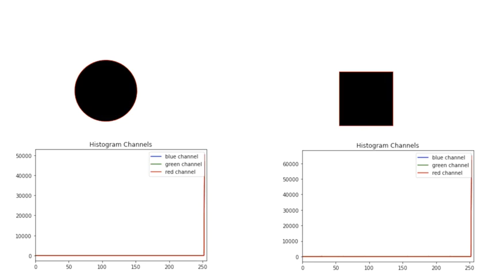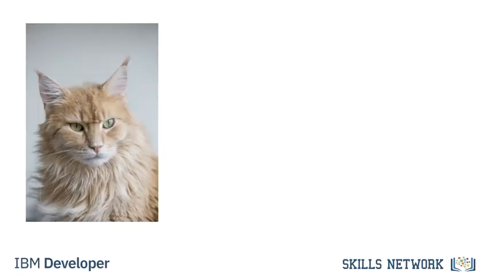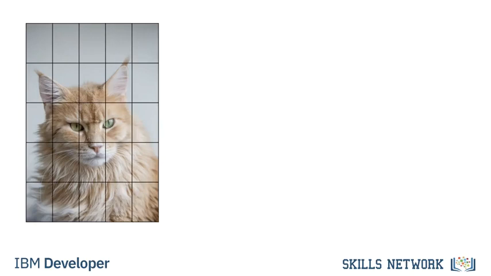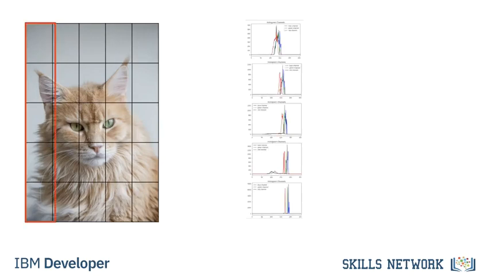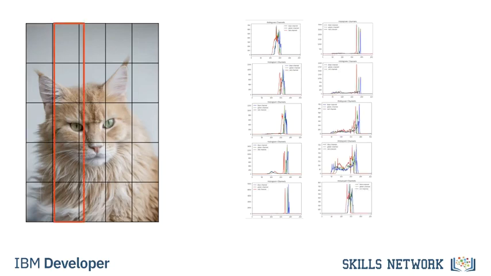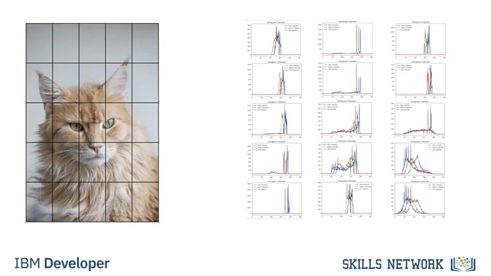Here we have a circle and a square. The histogram only quantifies the fact that they have the same number of black pixels. One way to overcome this problem is to split the image into subimages and calculate the histogram for each subimage. Here we have the histogram for the first 5 subimages. Here we have the histogram for the second 5 subimages, and so on.